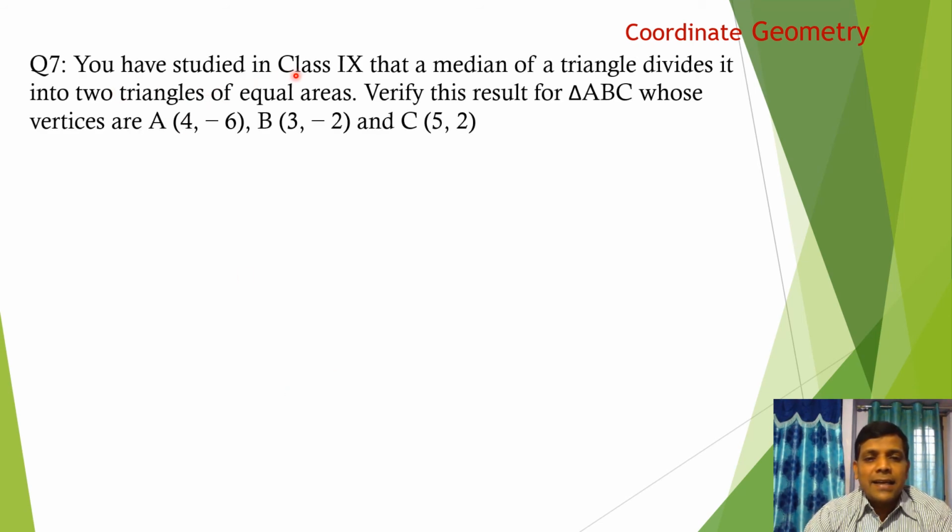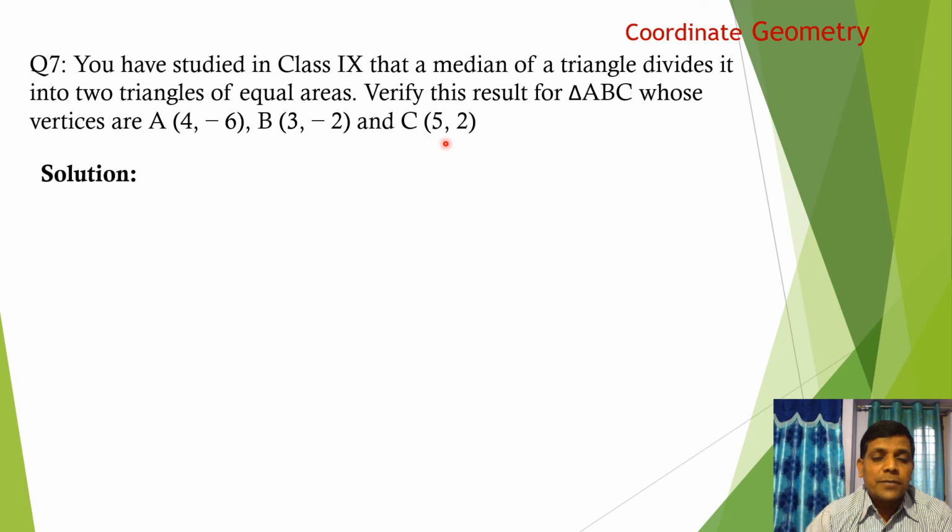You have studied in class 9 that a median of a triangle divides it into two triangles of equal areas. Verify this result for triangle ABC whose vertices are A (4, minus 6), B (3, minus 2) and C (5, 2). So what is the given triangle? Triangle ABC with vertices (4, minus 6), (3, minus 2), C (5, 2).